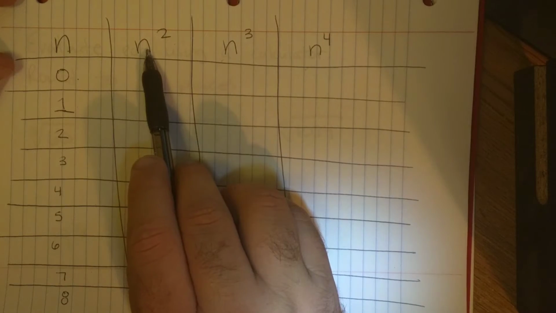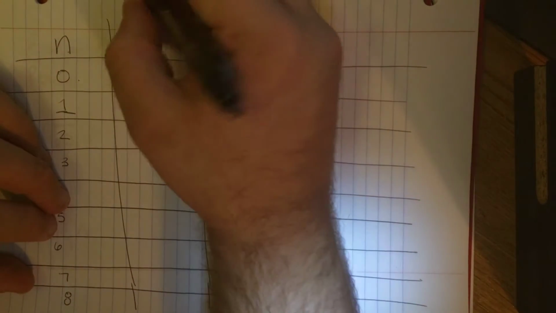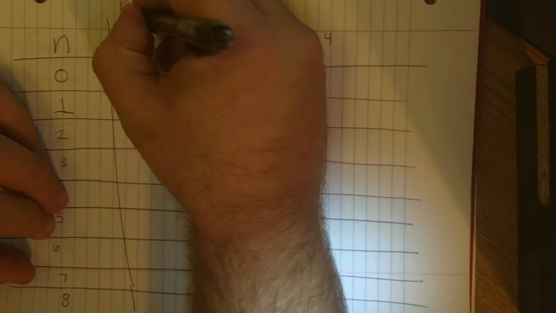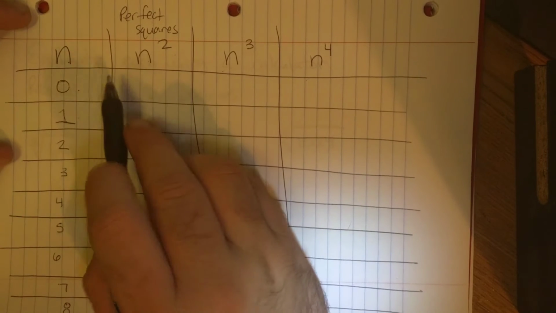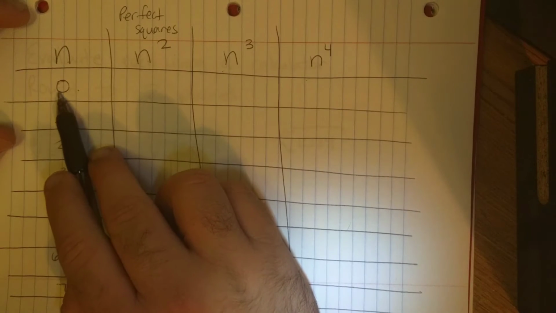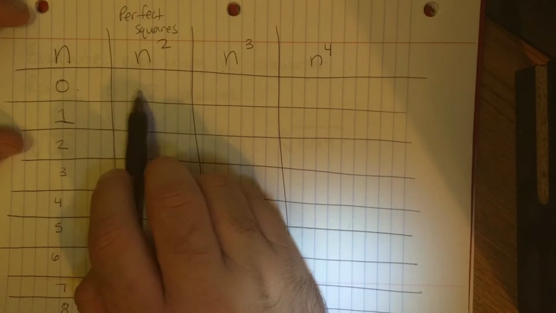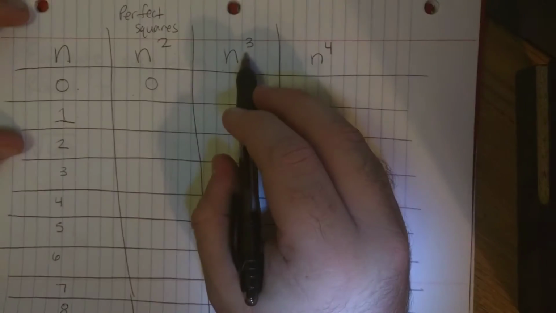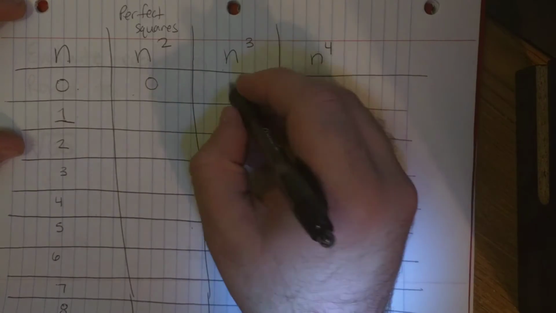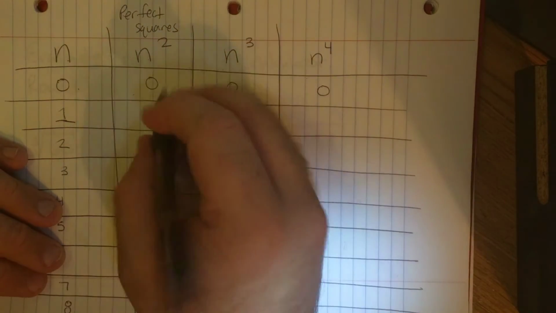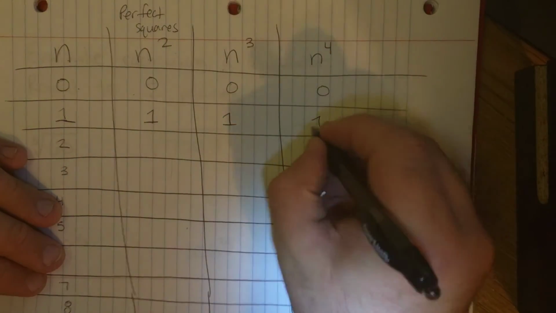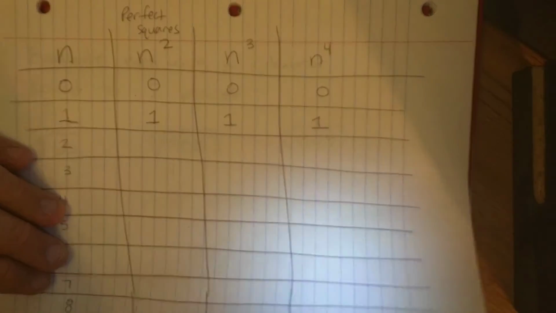So this says n squared, which means that this column is going to be our perfect squares, and we already know that. We've seen this before, perfect squares. So if my n value is 0, what is n squared? Well, that's 0 times 0, which is still 0. Same thing here, n cubed, that's 0 times 0 times 0, which is still 0. Same thing here, 0 times 0 times 0 times 0. But let's see what happens when we go beyond 0. Well, actually, 1 is also pretty easy because no matter how many times you multiply 1, you'll still get 1.